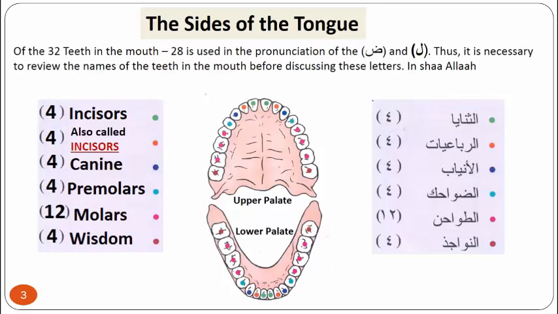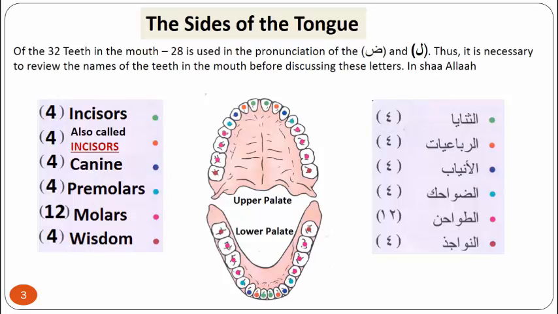Of the 32 teeth in the mouth, 28 are used in the pronunciation of Daad and Lam. Thus it is necessary to review the names of the teeth in the mouth before discussing these letters, inshallah. Al-Thanaya, which is the incisors. There are 4 of them. Al-Raba'iyat, they are also called incisors. There are 4 of those.